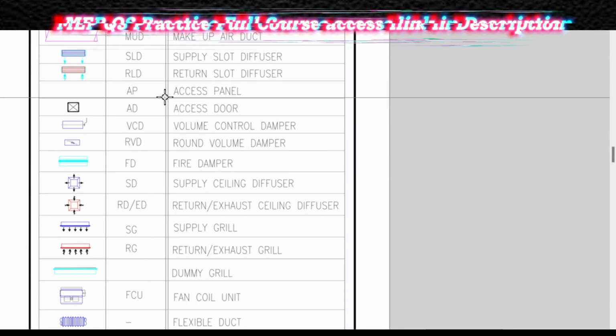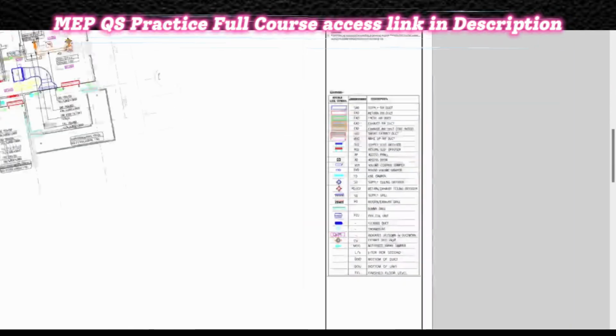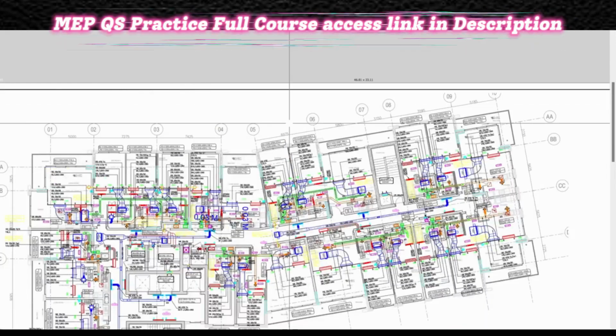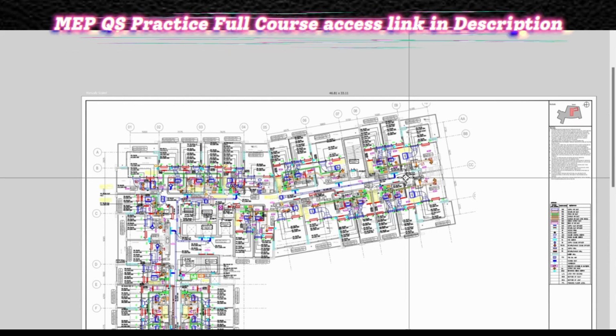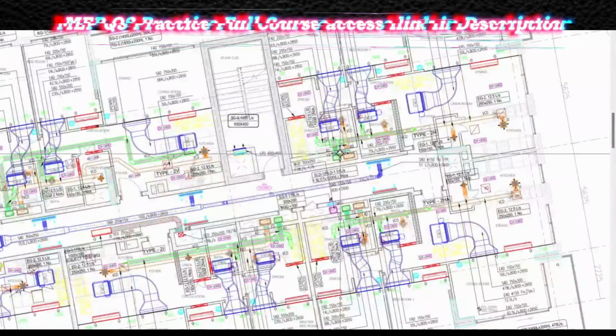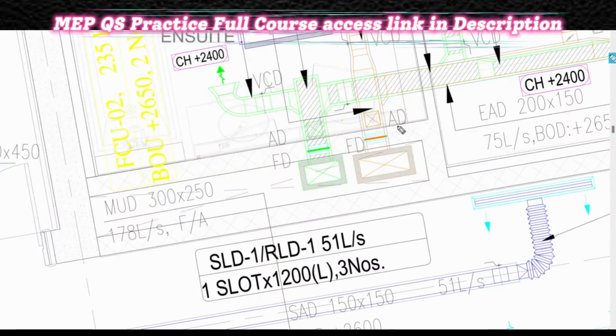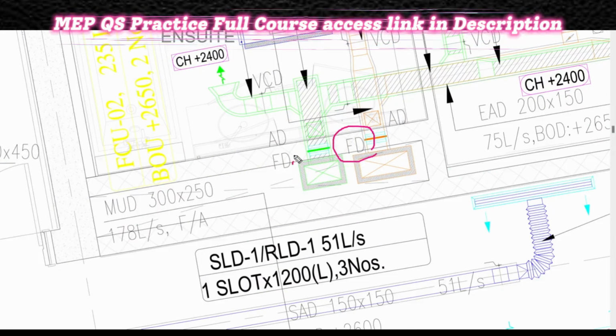Alright guys, so now I am going to show some specific places. So just look first. This is a drawing of a high-rise residential building project. This is the 5th floor of this residential apartment. Now you can see here there is a fire damper. The FD means fire damper.